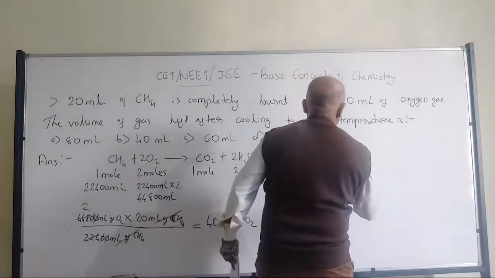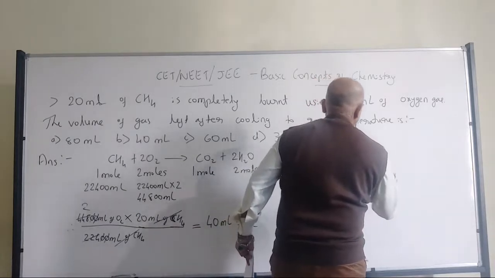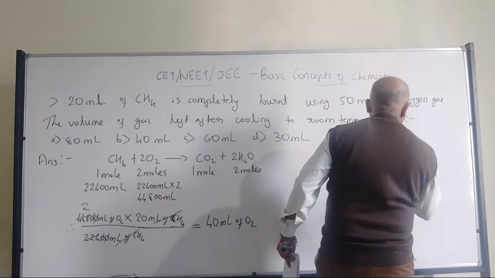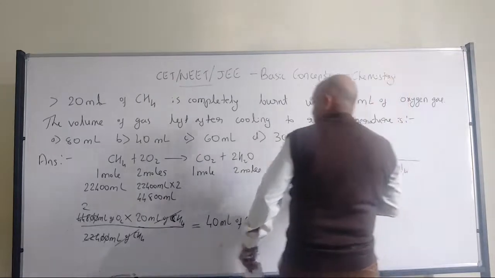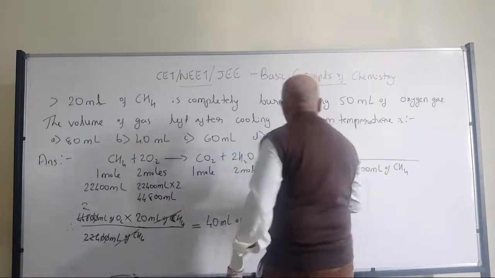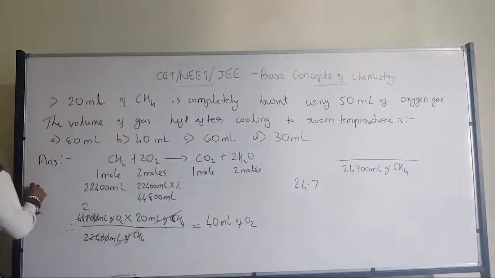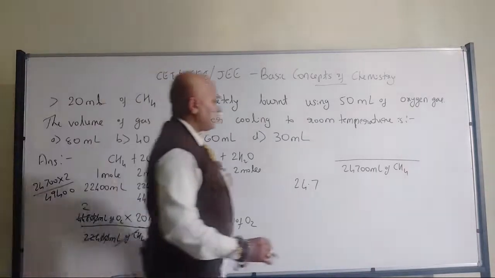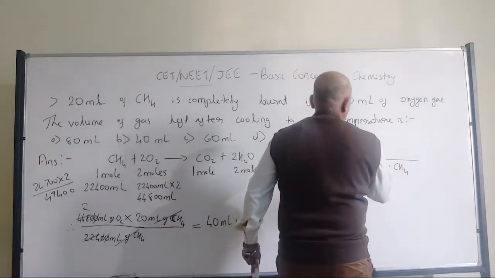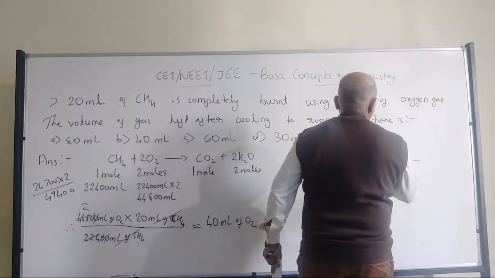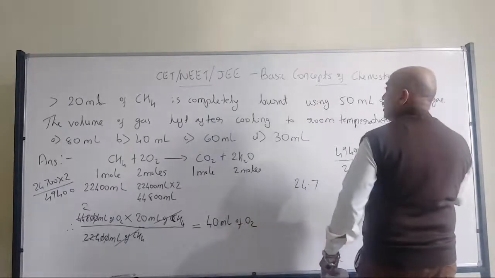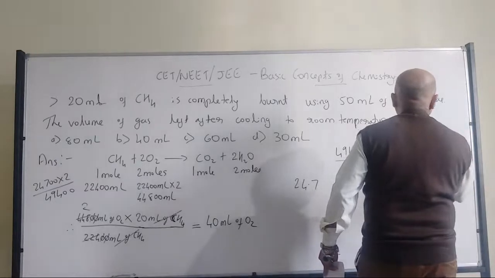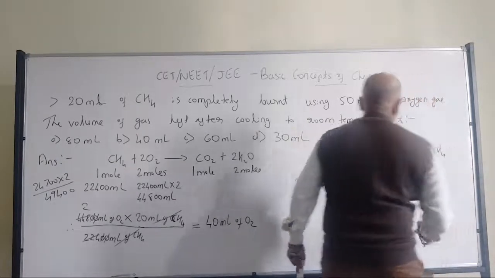Okay, so that means 24,700 ml of 1 mole of methane. So how much oxygen will it be utilizing? 24,700 into 2, for oxygen I am calculating. So 49,400 ml of oxygen will be utilized. How much for 20 ml of methane? Can you find the answer for this?